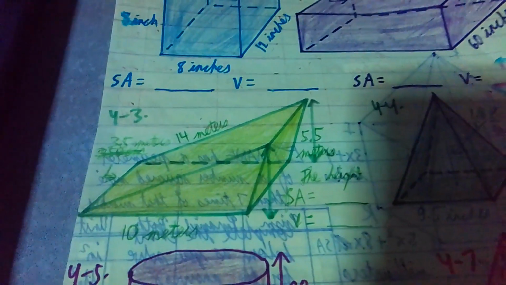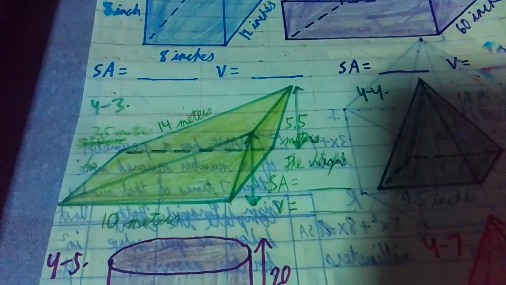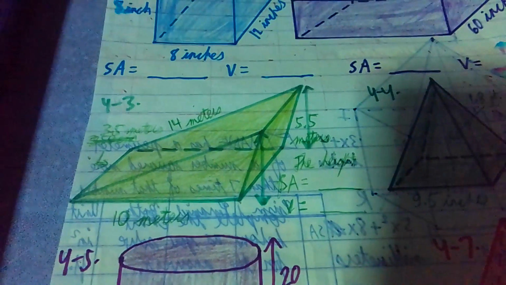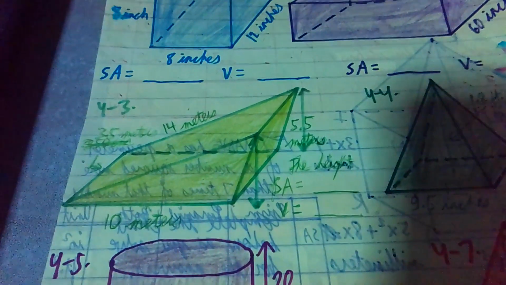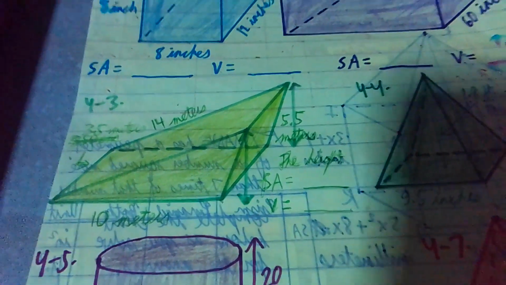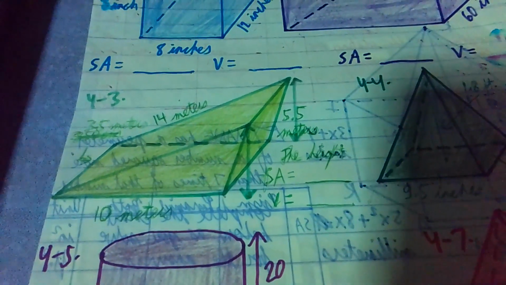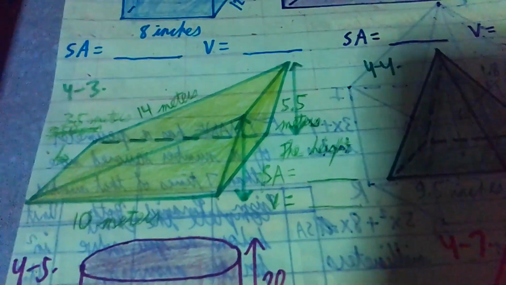For this next problem, what type of figure is this? Item 4-3 is a triangular prism. You are correct. So this figure is a triangular prism. Now how do we solve for the surface area of a triangular prism? Before that, let's determine what the dimensions are.